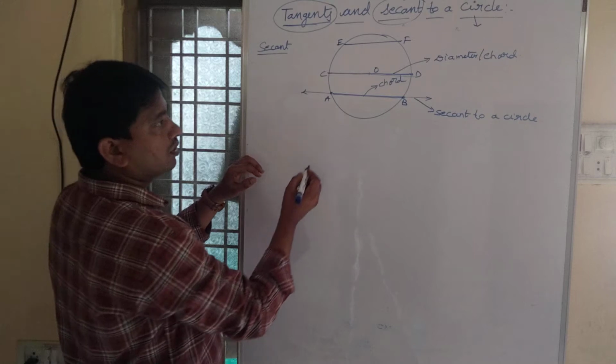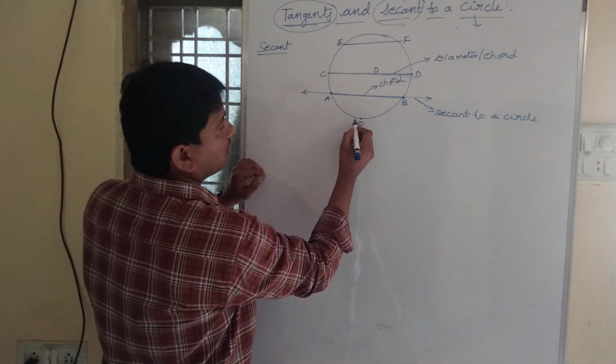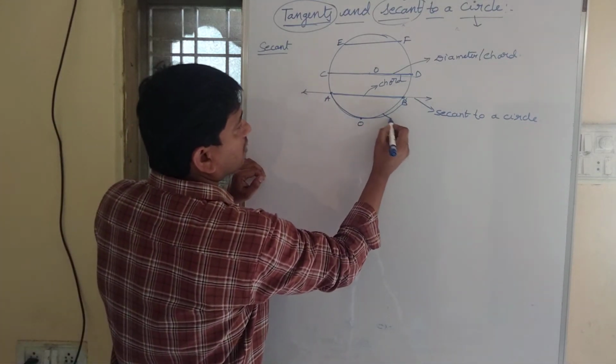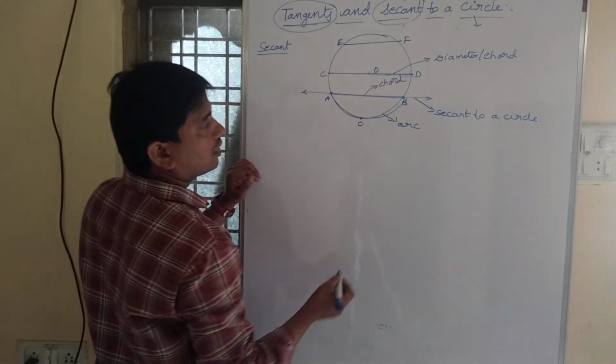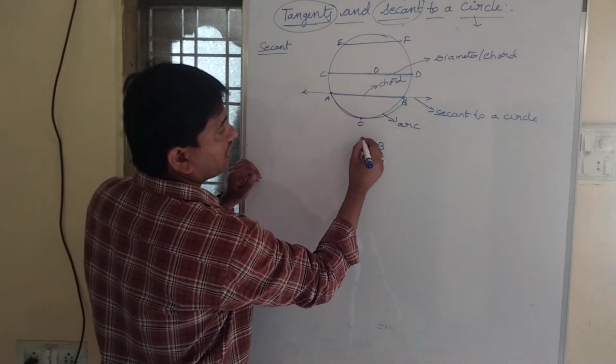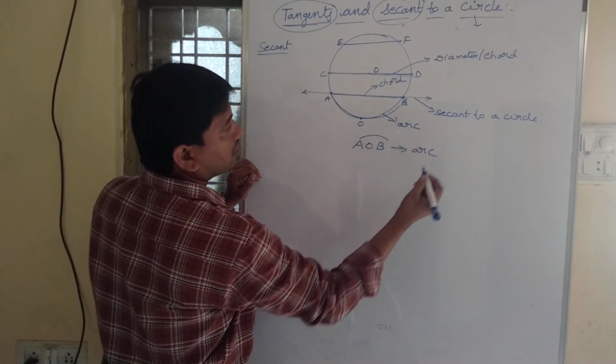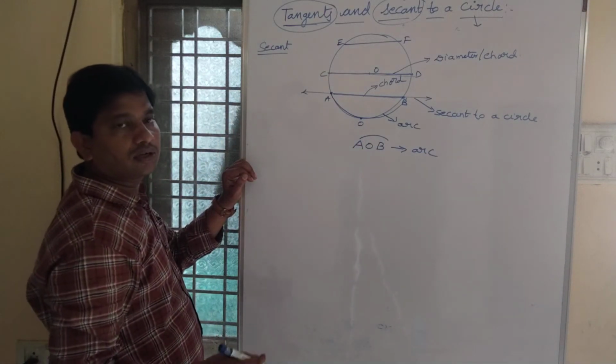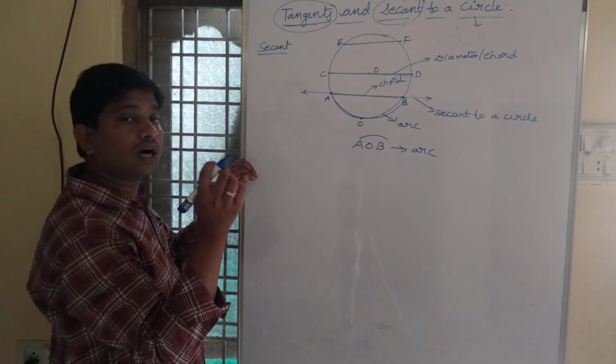Now, for example, this is our arc. What do you mean by arc? A part of a circle. AOB is an arc. A part of a circle is known as an arc.